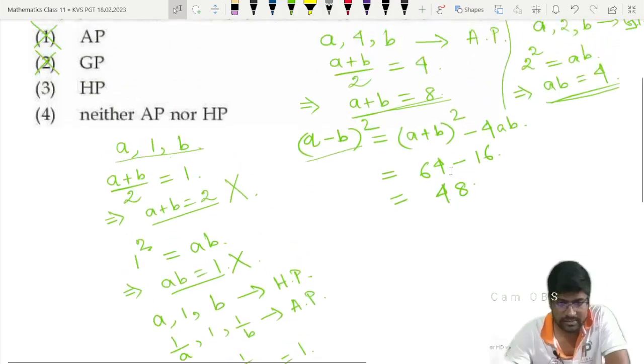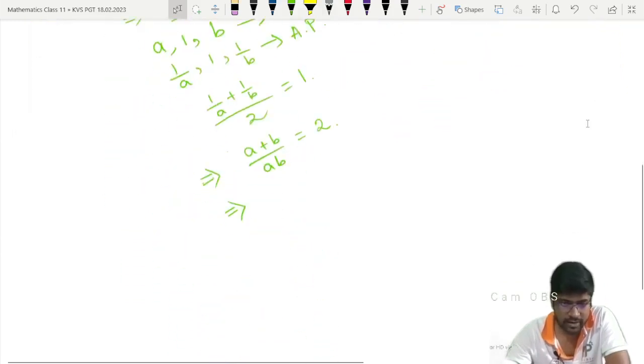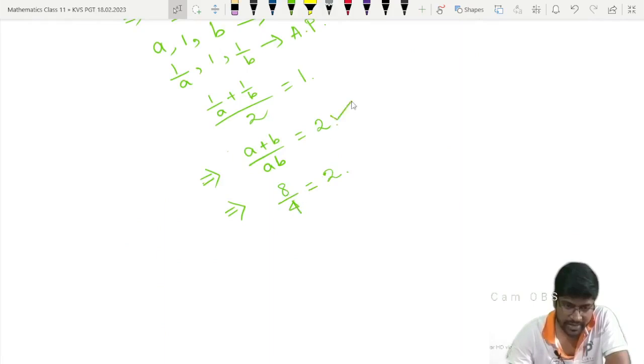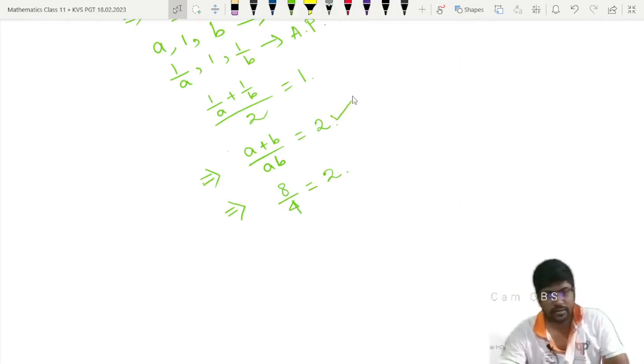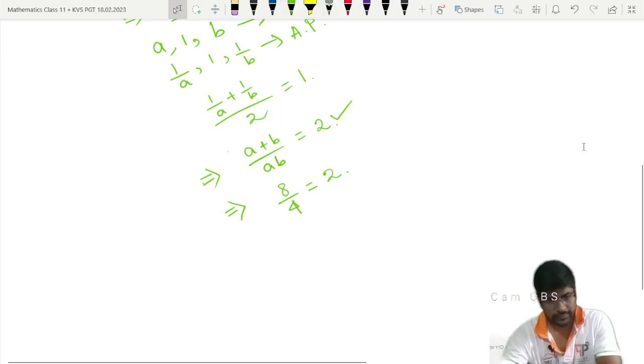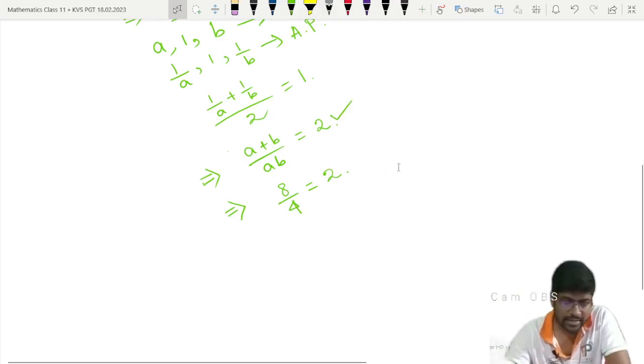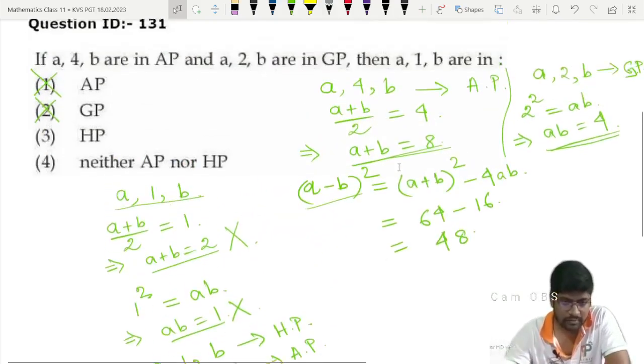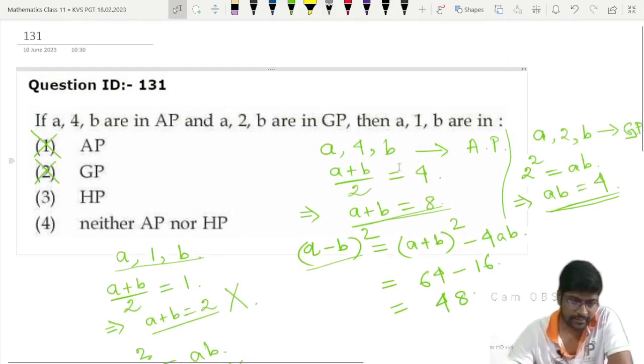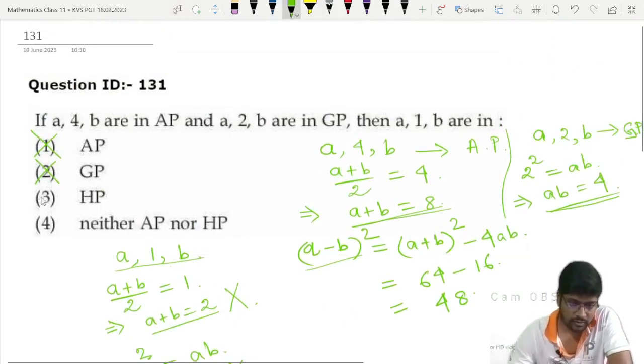Now A plus B value we have already, 8, and AB also we have, this is equal to 4 by the given conditions. So 8 by 4. Now LHS will become 8 by 4, that is equal to 2 clearly. So this relation is correct. A plus B by AB will be equal to 2, so A and B will be in HP. So option 3 is correct.